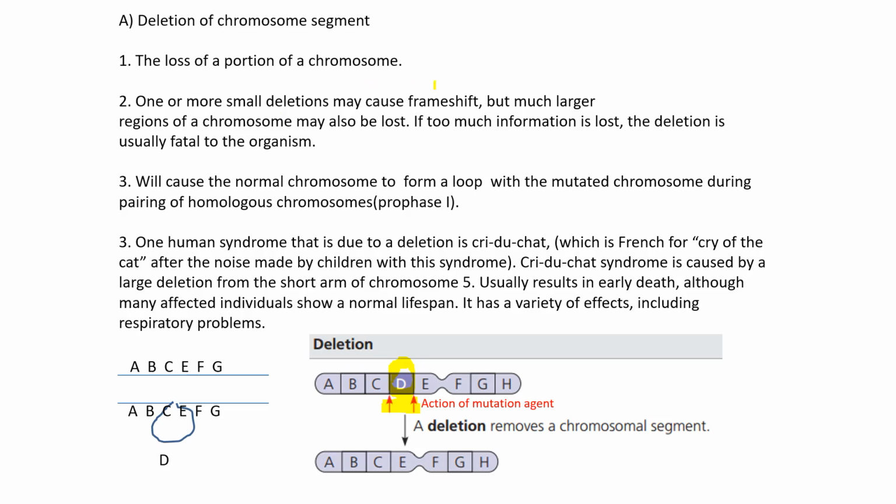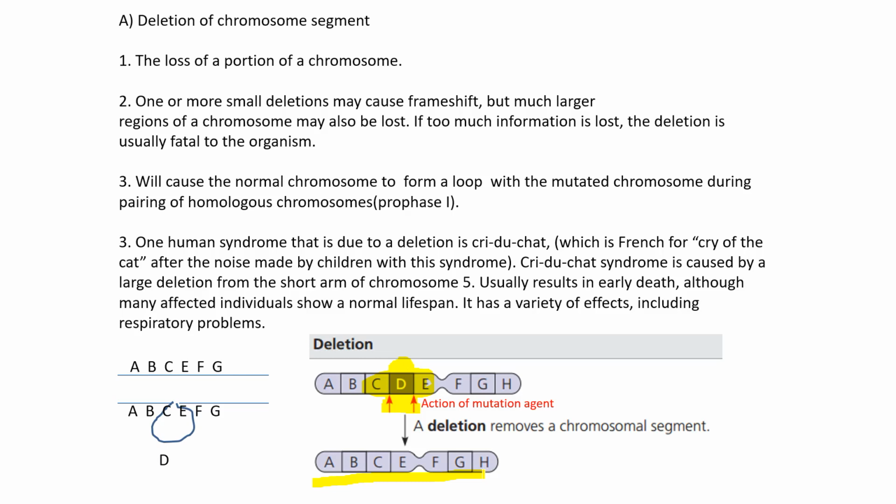So, meaning to say, deletion does not necessarily involve only a small segment, but maybe a larger segment, maybe the C, D, and E region, right? If too much information is lost, the deletion is usually fatal to the organism. Just imagine the size of the chromosome. It becomes shorter, so pairing will be quite impossible.